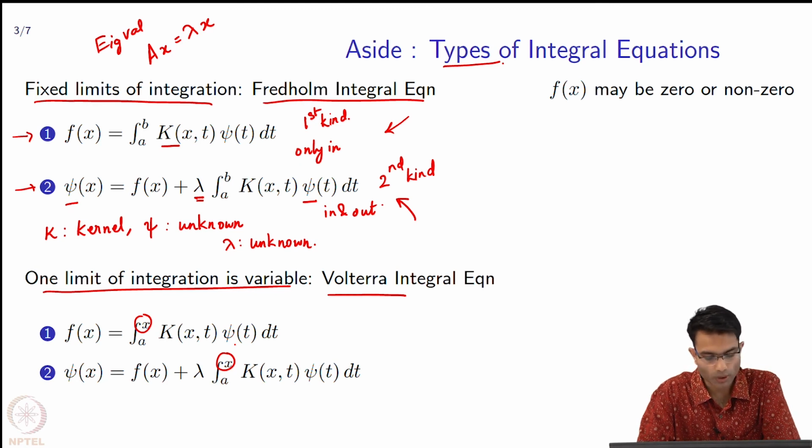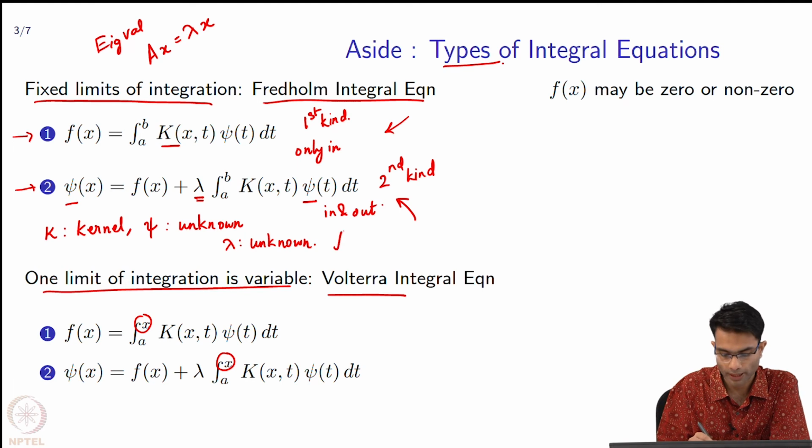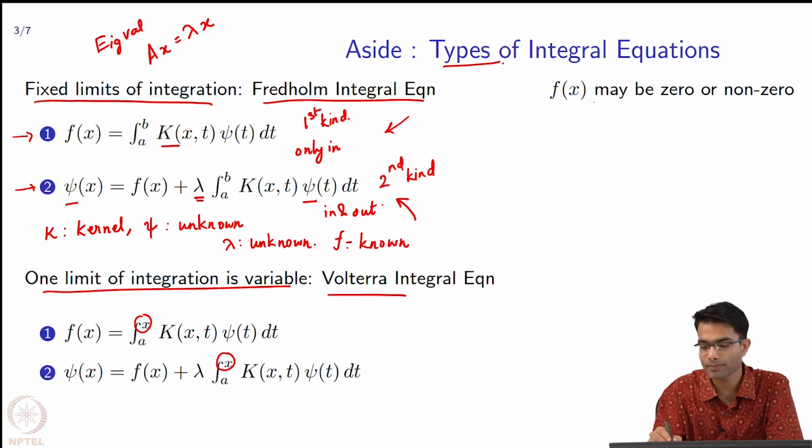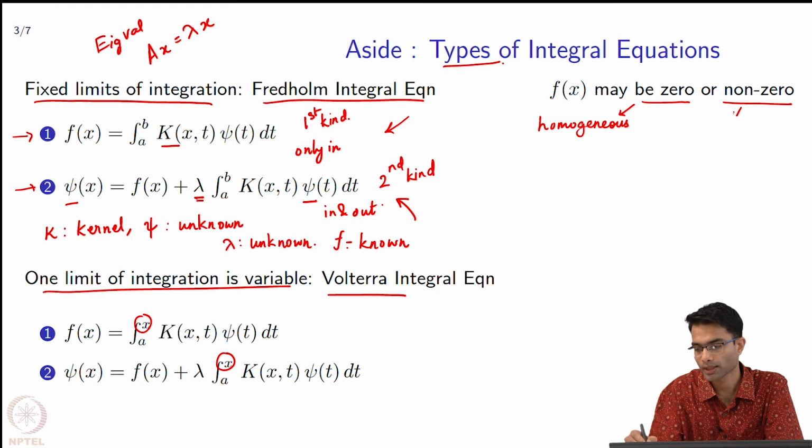So, these are the two kinds of integral equations that you will come across in the engineering literature, right. This f over here had better be known, otherwise you can't solve the problem. Okay. This f may be 0 or it can be non-zero. If it is 0, standard terminology, we will call it a homogeneous equation, and otherwise I call it non-homogeneous.